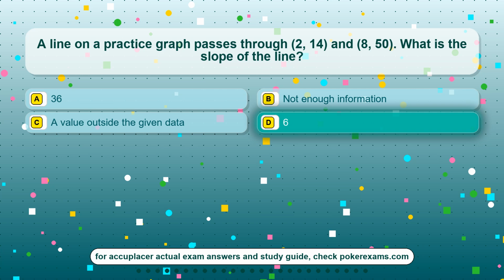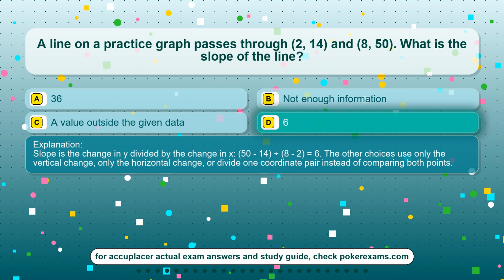The correct answer is option D, 6. Slope is the change in y divided by the change in x: 50 minus 14, divided by 8 minus 2, equals 6. The other choices use only the vertical change, only the horizontal change, or divide one coordinate pair instead of comparing both points.